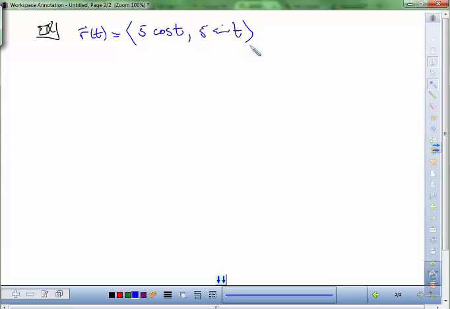All right. So a couple of simple examples. Let's do a circle in 2 dimensions. So let's say your r of t is equal to, let's give a radius here of 5. And we'll go from, I don't know, 0 to 5. Let's go all the way around.